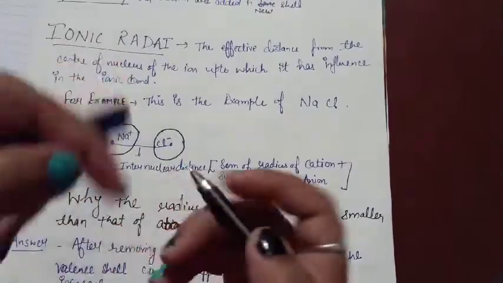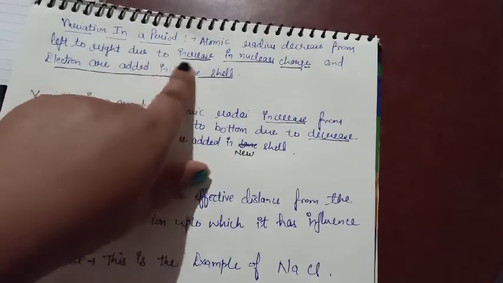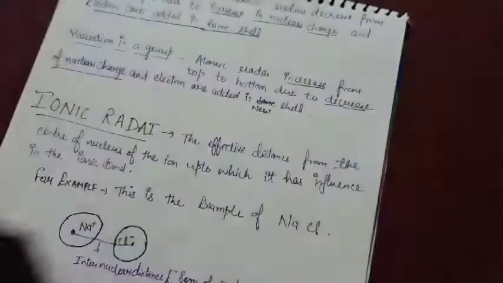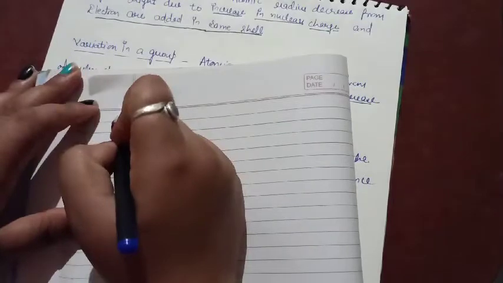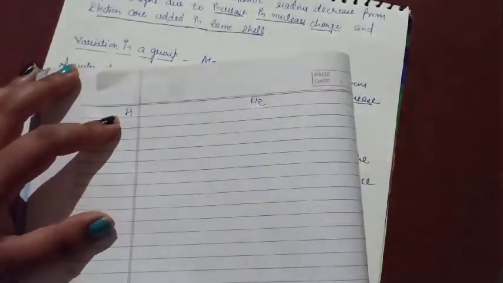So the next thing: we are discussing the variation of atomic radius in a period. Now, what is the variation of atomic radius in a period? To understand this, see the example here. Hydrogen is the element present in the first period, and helium is also present in the first period. Hydrogen has atomic number 1, helium has atomic number 2. Hydrogen is in group 1, whereas helium is in group 18.